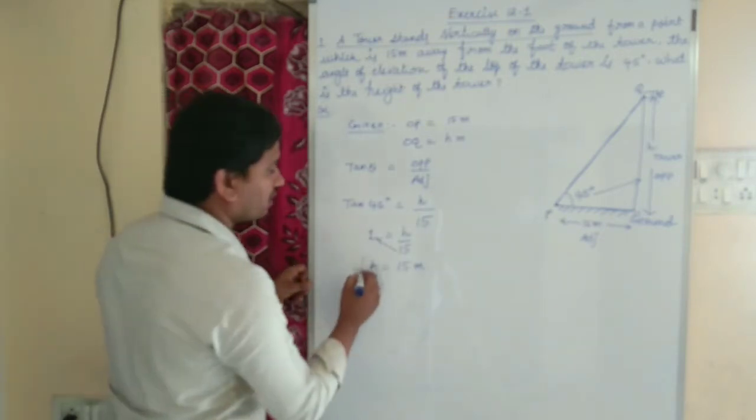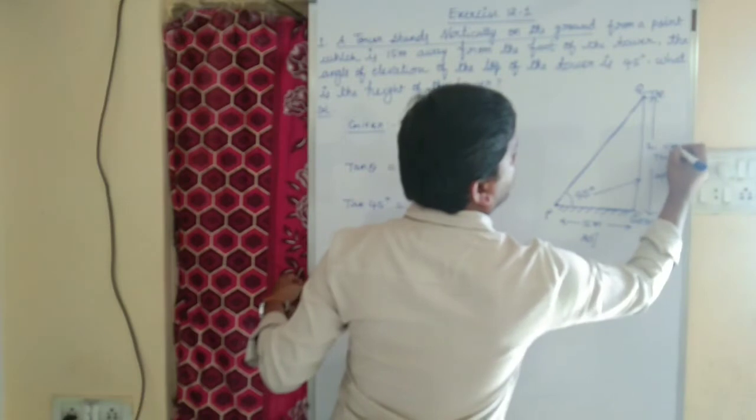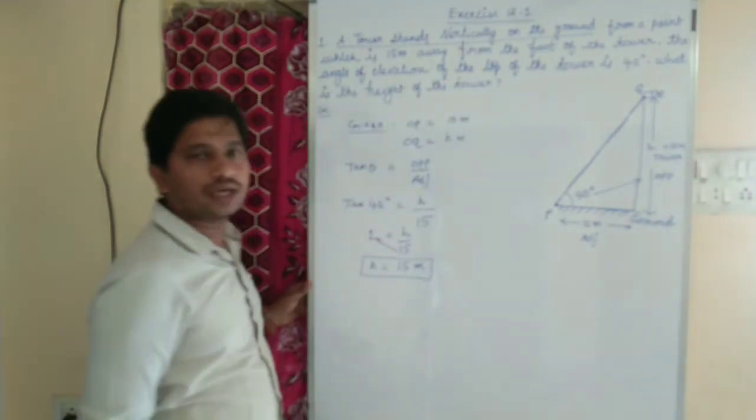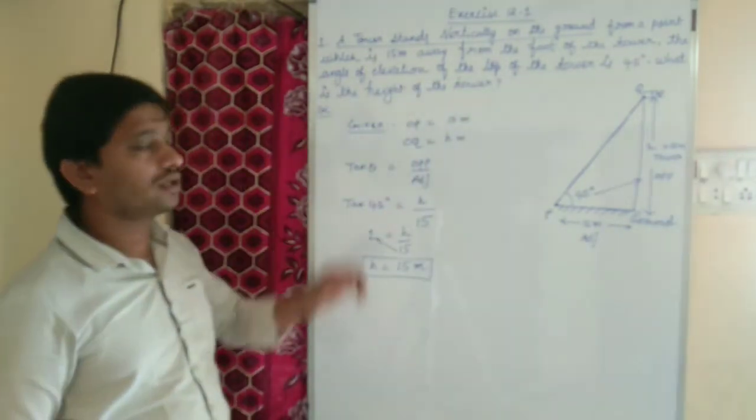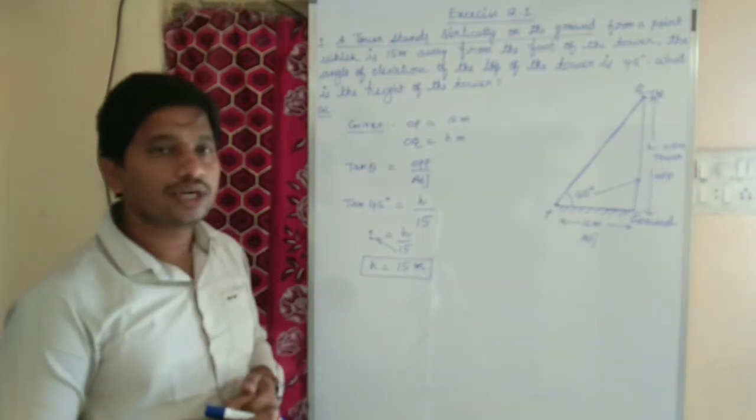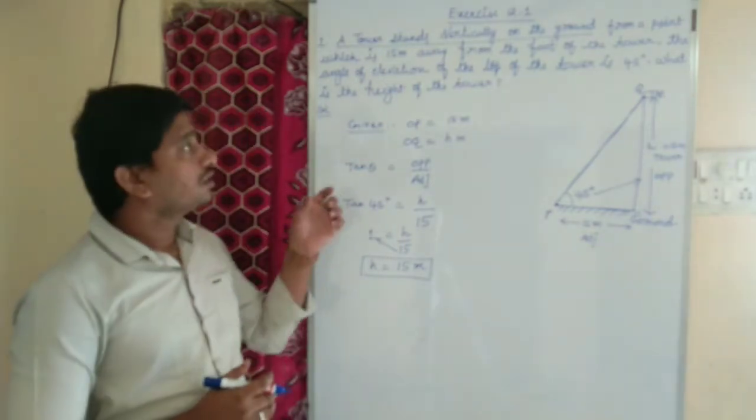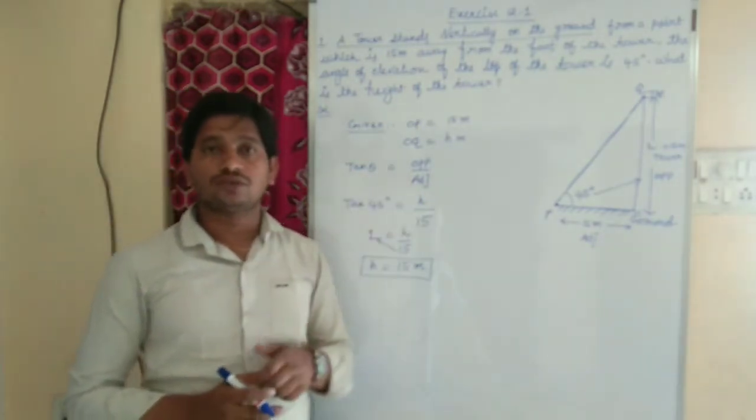So what is the height of the tower, children? The height of the tower is 15 meters. That is what they are asking, to find the height of the tower. Height of the tower is 15 meters. Children, I hope you understood this sum. This is a very important question also.